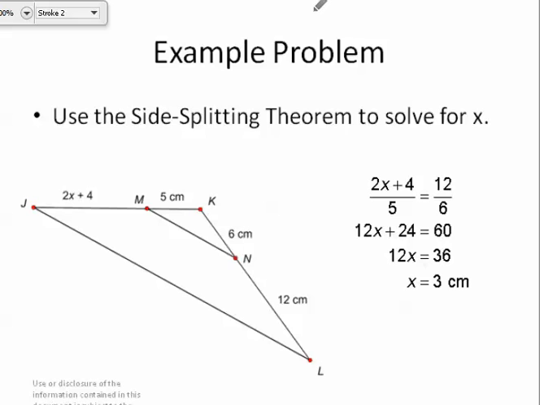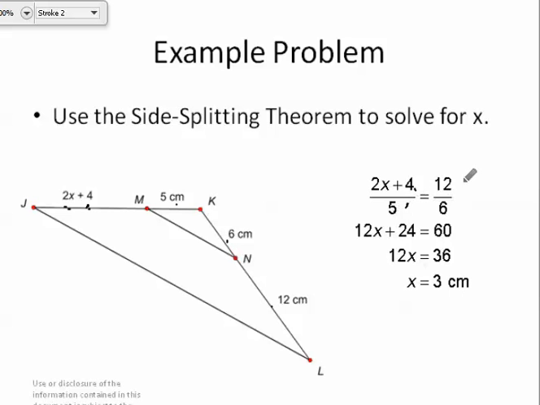Interesting approach. Let's try another one here. 2x plus 4. Oh, they're giving it to me as an expression. That sounds ugly, but I know I can use the side splitting theorem. 2x plus 4 divided by 5, that's what they got here, and 12 divided by 6, that's this other one.